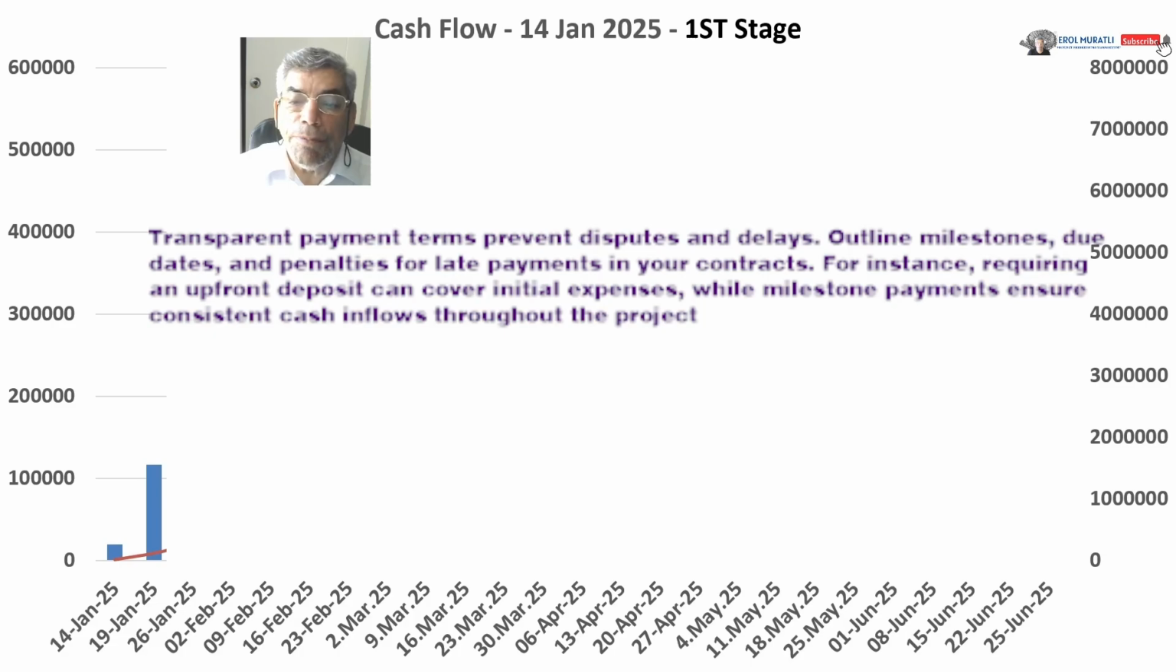Transparent payment terms prevent disputes and delays. Outline milestones, due dates, and penalties for late payments in your contracts. For instance, requiring an upfront deposit can cover initial expenses, while milestone payments ensure consistent cash inflows throughout the project.